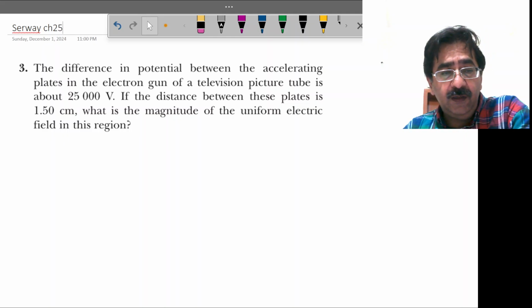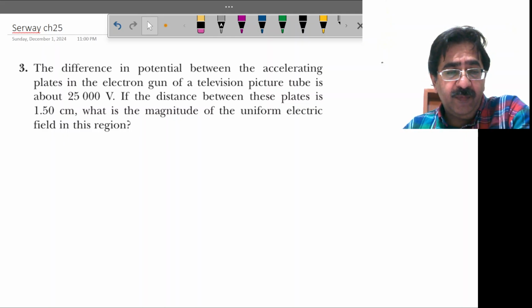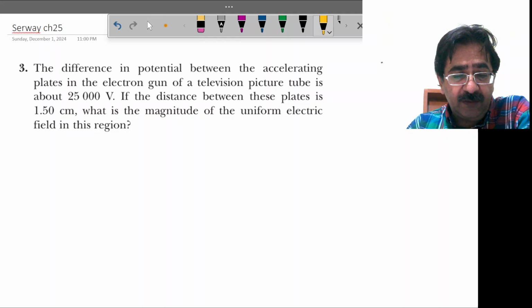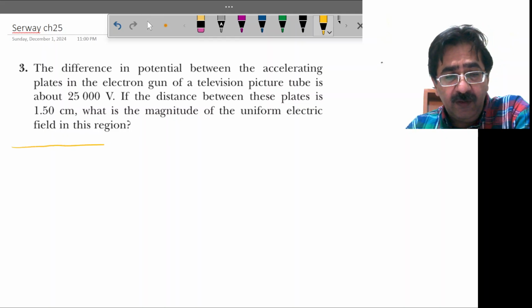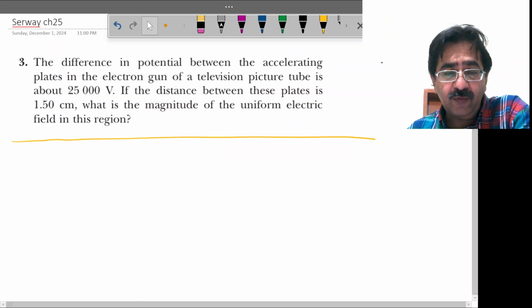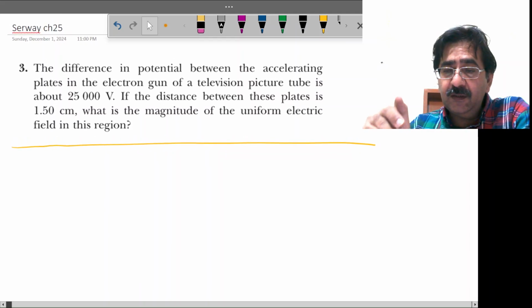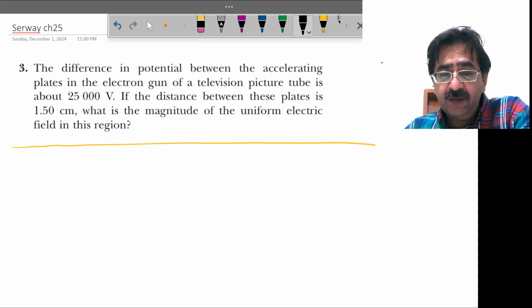Now we will solve problem number 3 from chapter 25 of the survey book. The problem is about the difference in potential.